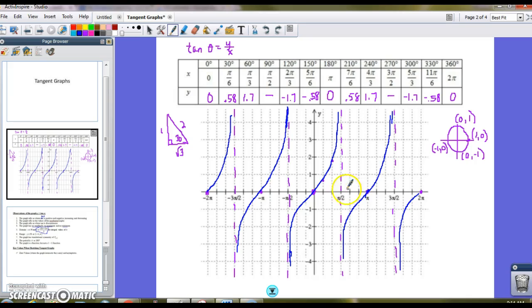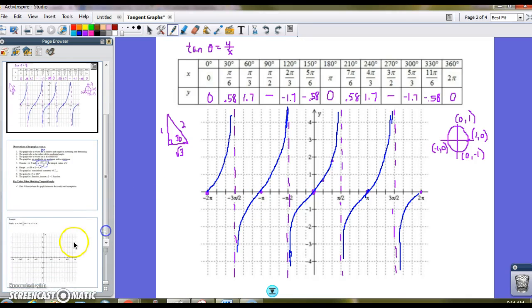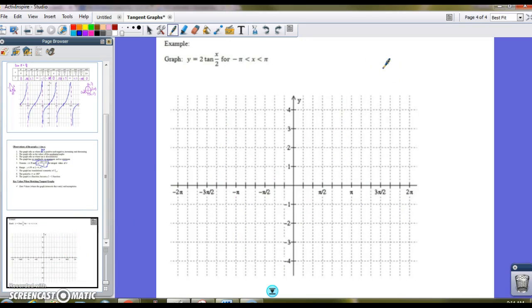Okay, so let's look at an example. So that is the graph of just tan of x. But what happens when I have y equals 2 tan x over 2, when x is between negative pi and pi? So a couple of things. I just happen to use x here. Sometimes you'll see the angle represented as theta or some other letter. That's arbitrary, just what I happen to pick for this problem.